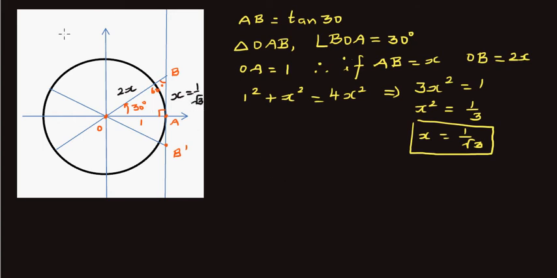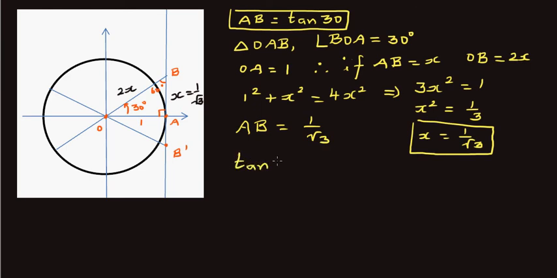So what does that mean? From this we can prove many results. We already know that AB is tan 30. And now we have proved AB is how much? AB is 1 over root 3. So from this we can say that tan 30 degrees is 1 over root 3.